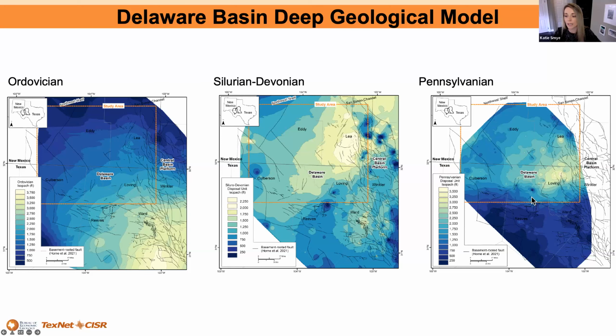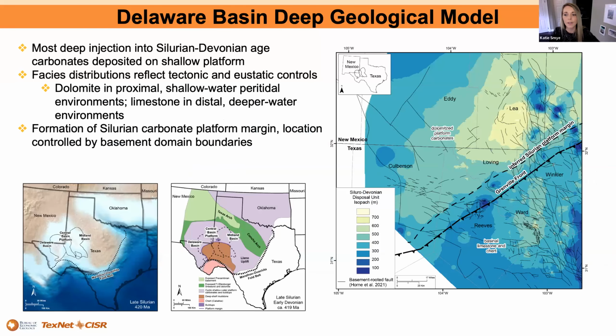And of course, the Pennsylvanian has this really strong structural control, being a syntectonic unit of Pennsylvanian age, with the east-west trending Grisham Fault Zone bounding our Pennsylvanian unit thickness.